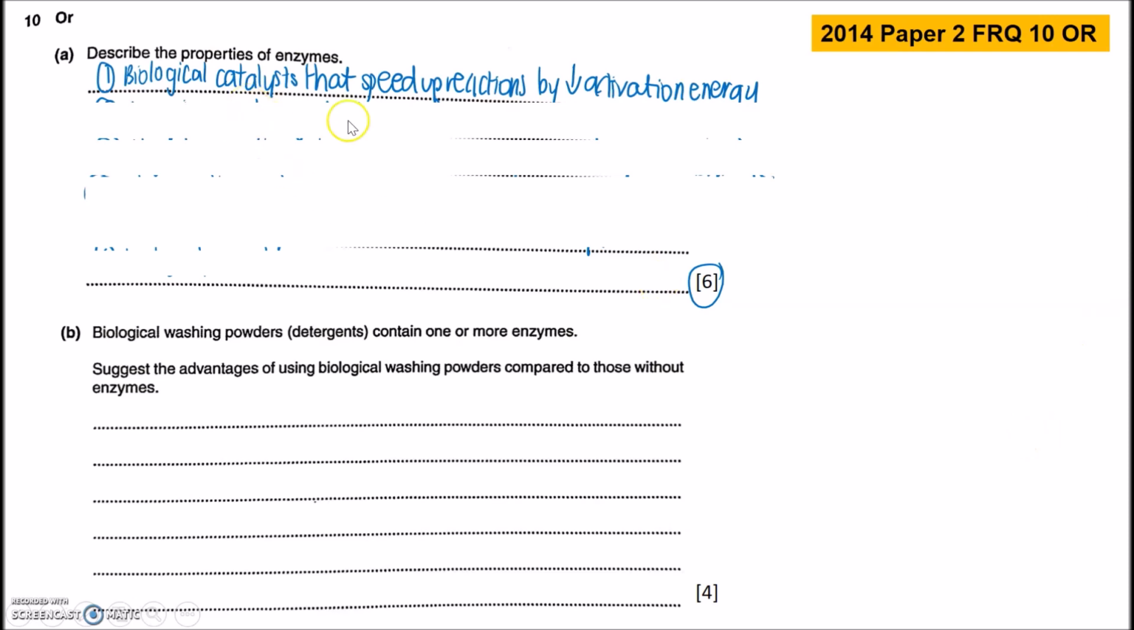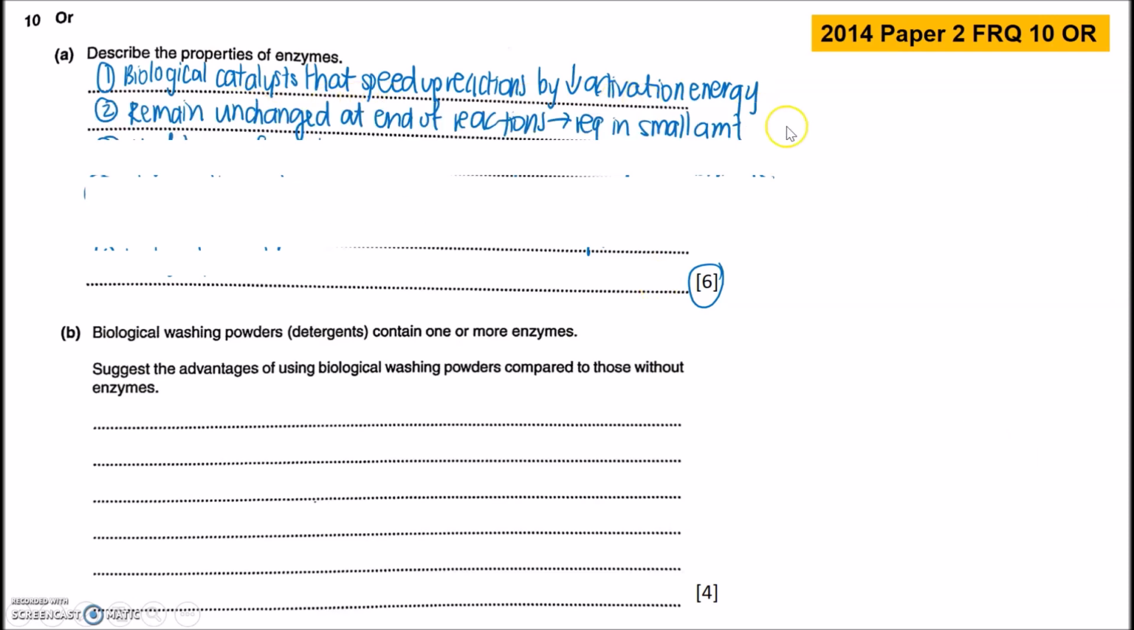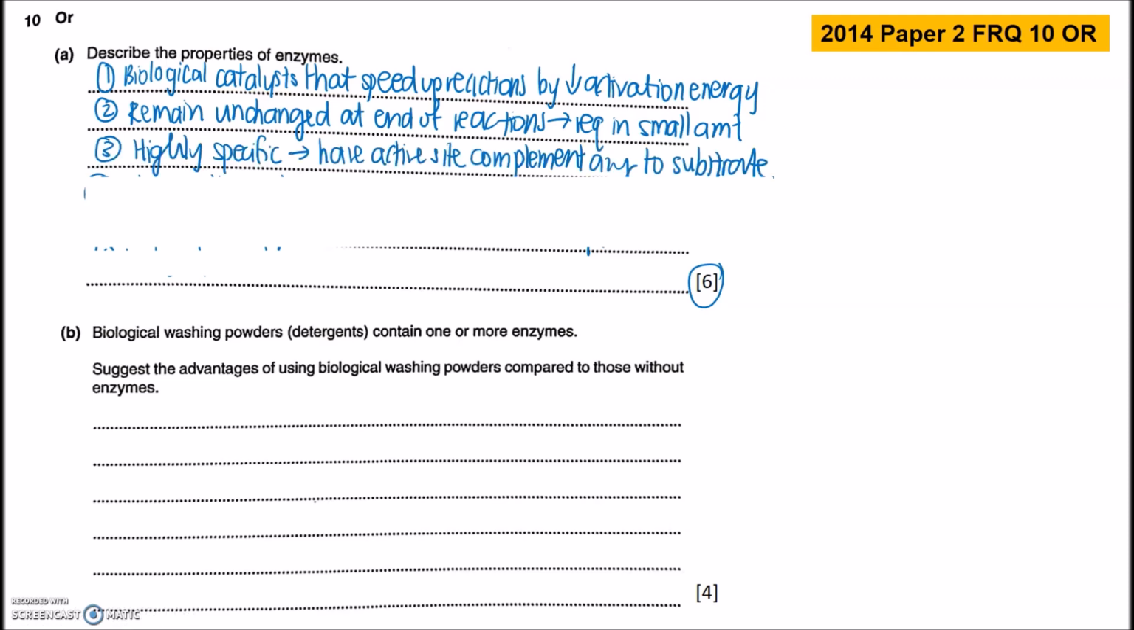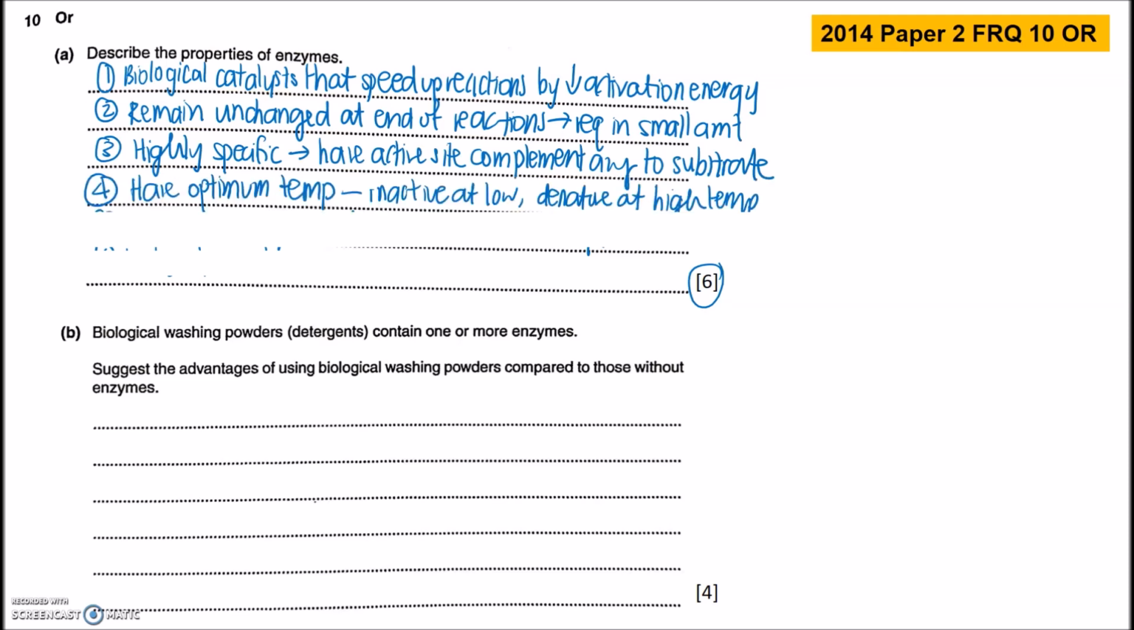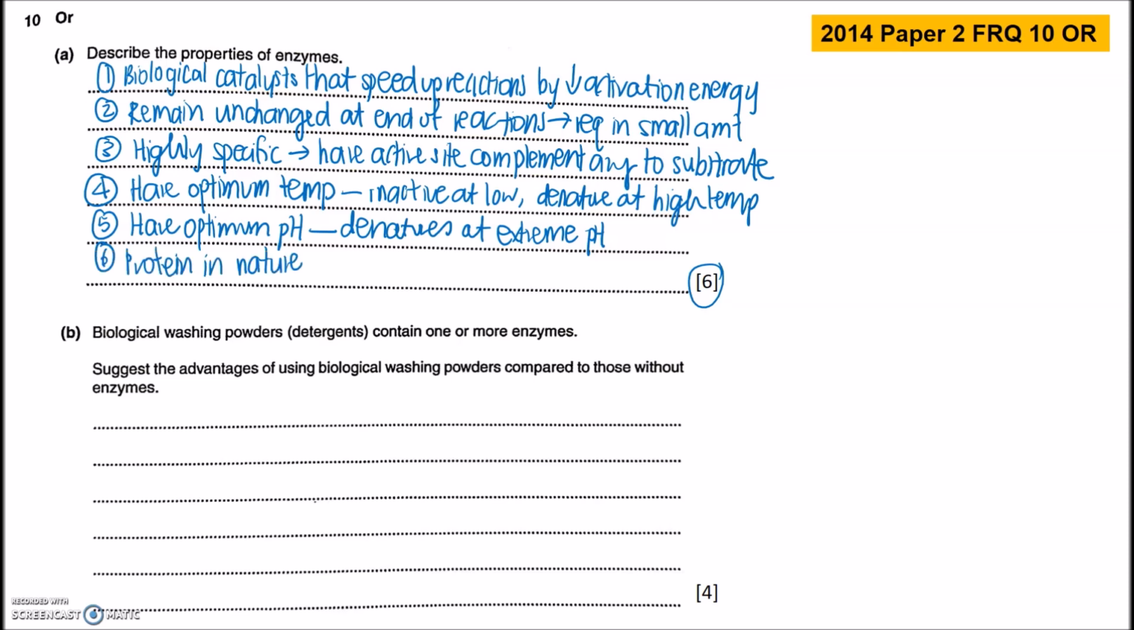So number 1, biological catalysts that speed up reactions by decreasing activation energy. Number 2, remain unchanged, so they're required in small amounts. Number 3, they are highly specific because they have an active site complementary to substrate. Number 4, they have optimum temperature, so they're inactive at low temperatures and they denature at high temperatures. Number 5, they also have optimum pH and it denatures at extreme pH. And last but not least, they are protein in nature.